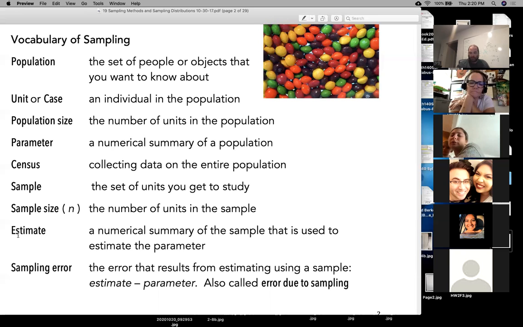Minus the parameter. Yeah, go ahead. Can you round? Well, you can do whatever you want. It's only an estimate, right? If it's only an estimate, then do whatever you like. But the less you round, the more accurate it's going to be.